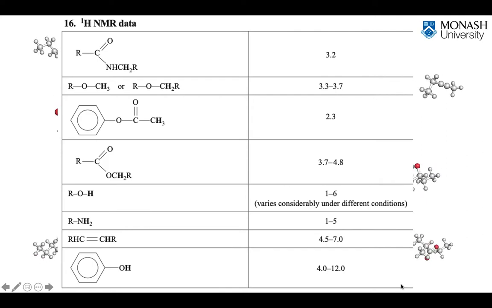One of the really strange ones that we see in proton NMR spectroscopy are OH groups or NH groups. These can vary considerably, and it depends on different conditions. And of course, our old friend hydrogen bonding has a lot to do with this.